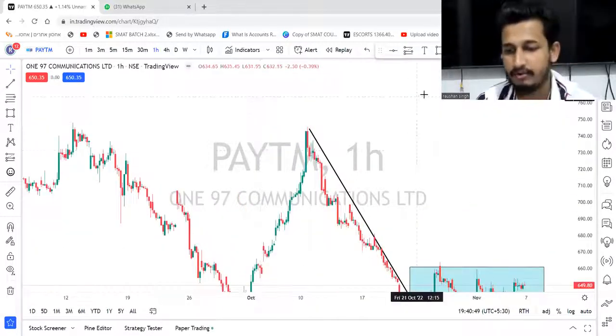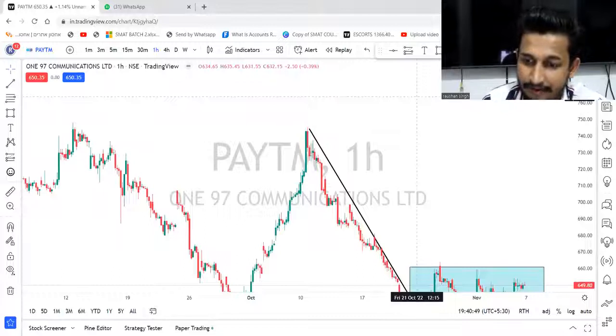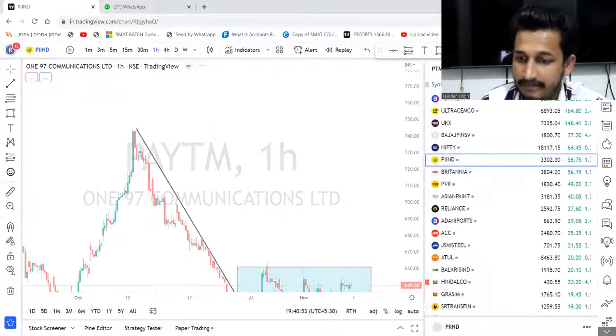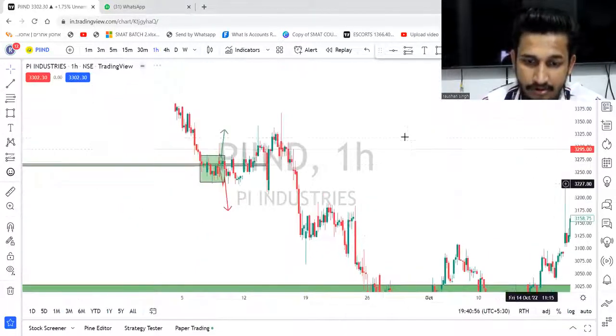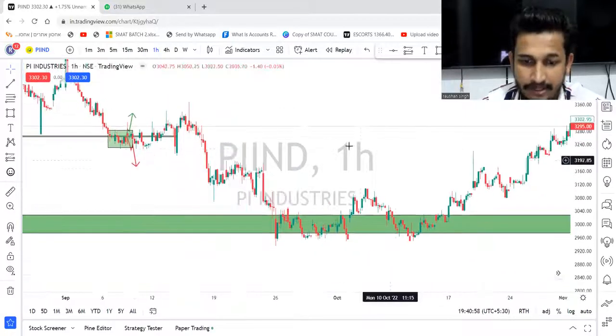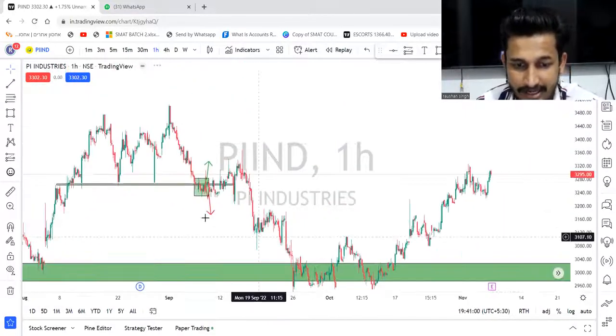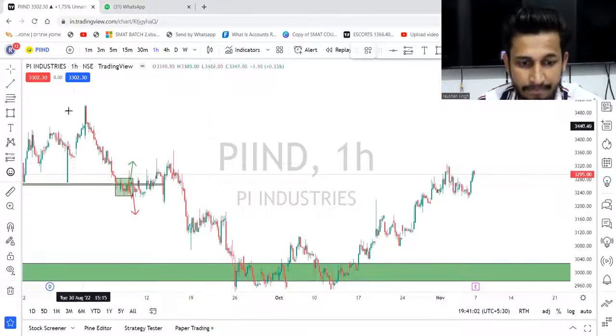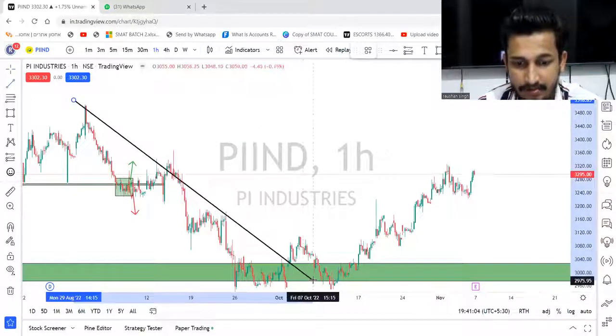Let's go for any stock which is ready for investment, like we can invest in those stocks. Even if you see this one, PI Industries, you can clearly see that the market was in downtrend.